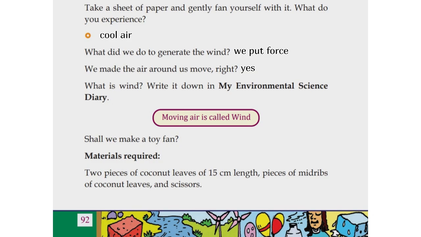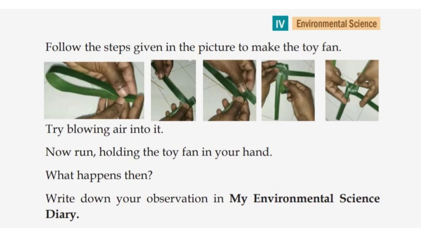Shall we make a toy fan? Yes. Materials required: 2 pieces of coconut leaves of 15 cm length, pieces of mid-ribs of coconut leaves, and scissors. Follow the steps given in the picture to make the toy fan. Try blowing air into it. Now run holding the toy fan in your hand. What happens then? Write down your observation in my environmental science diary. The toy fan rotates.